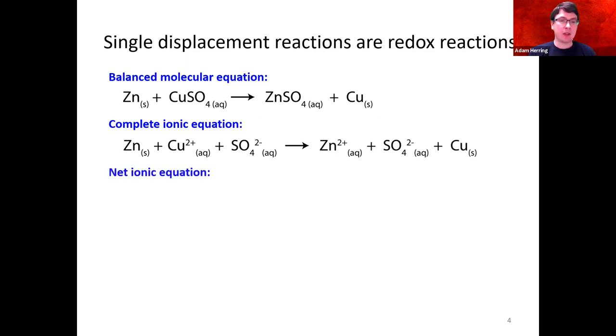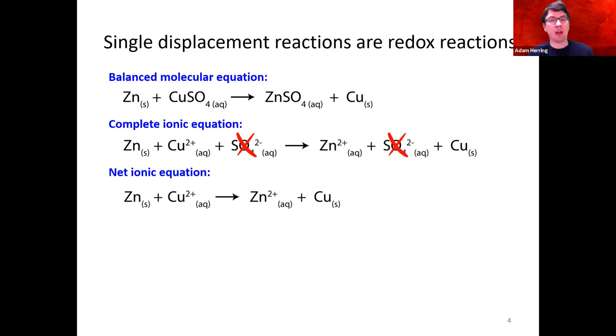To write out the net ionic equation, we cross out the sulfate ion, and we're left with zinc metal reacts with copper ions to produce zinc ions and copper metal. And so essentially what we've done here is we see that the zinc metal, again, has gone from a neutral charge to a positive charge, so it has lost electrons. Copper has gone from a positive charge to a neutral charge.